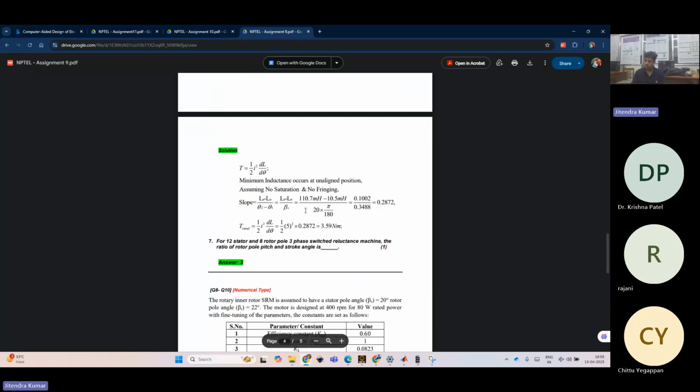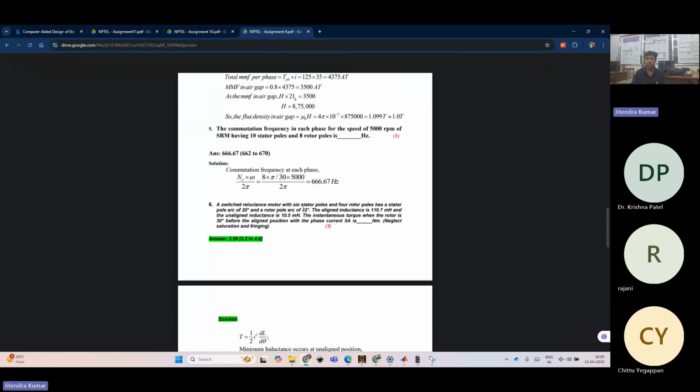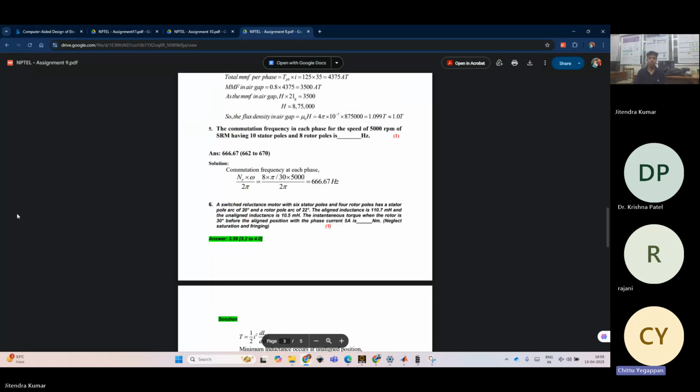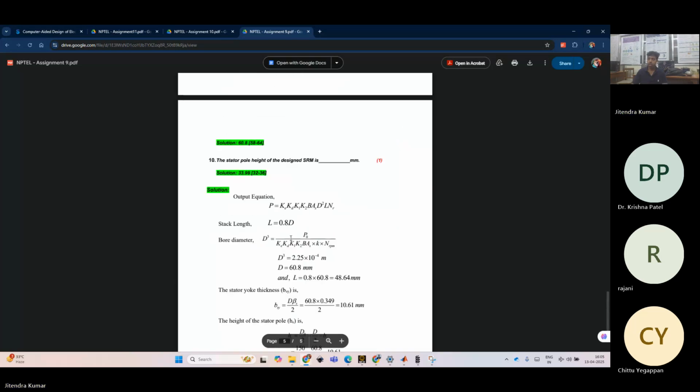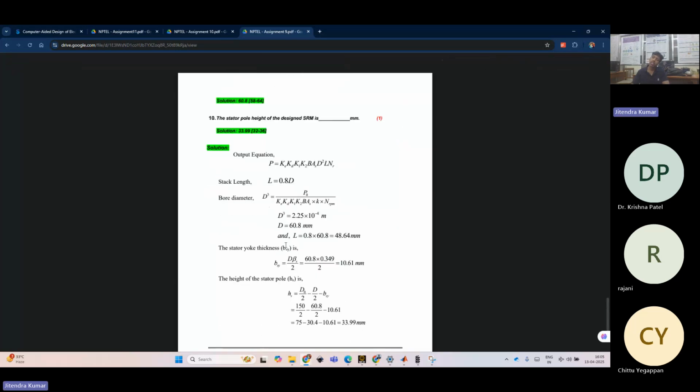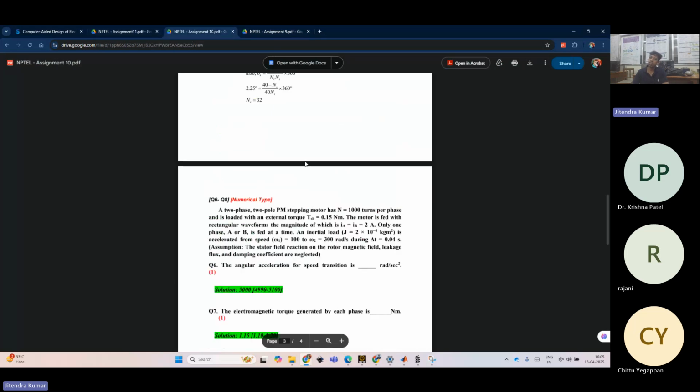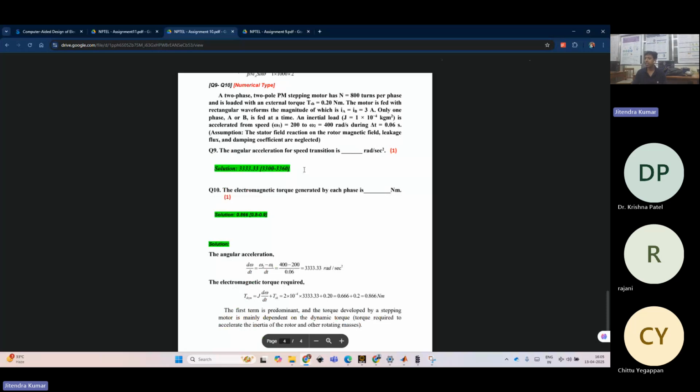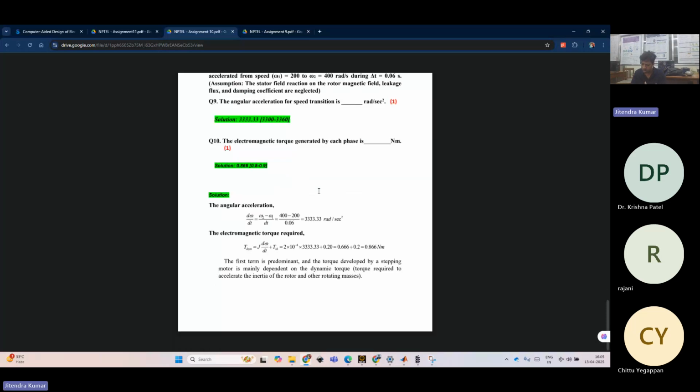So I think these 3 problems from week 9 were there, right? Any other? Week 10, 10th problem, sir. 10th problem of this week only. Electromagnetic torque generated, this I have already noted. Week 10. The 0.533, right? Yes, that we have discussed, 0.533.